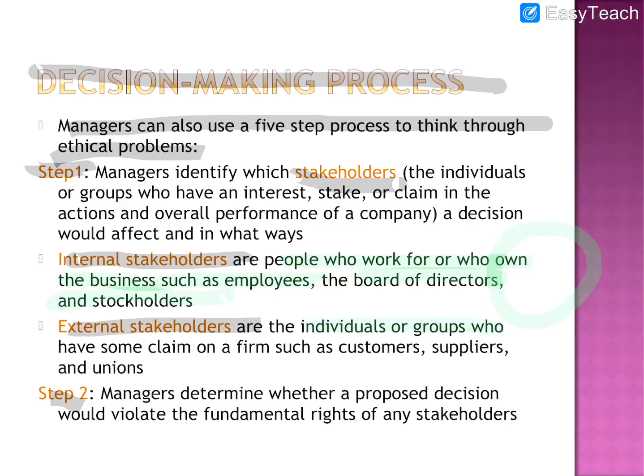An external stakeholder is an individual or group who has some claim on the firm, such as customers, suppliers, and also unions. So external means outside the organization, because these people, customers, suppliers, and unions, are directly or indirectly involved in the organization. So step 2, the manager must determine whether a proposed decision would violate the fundamental rights of any stakeholders.